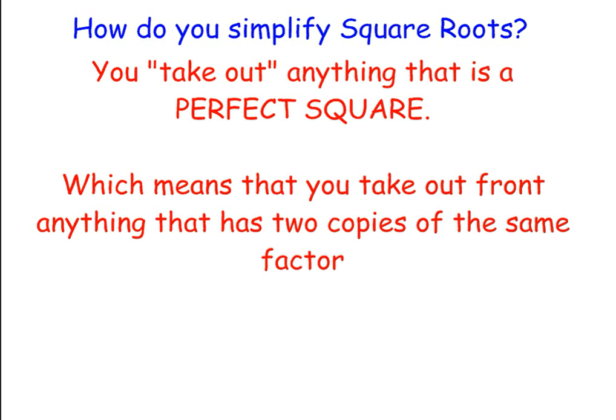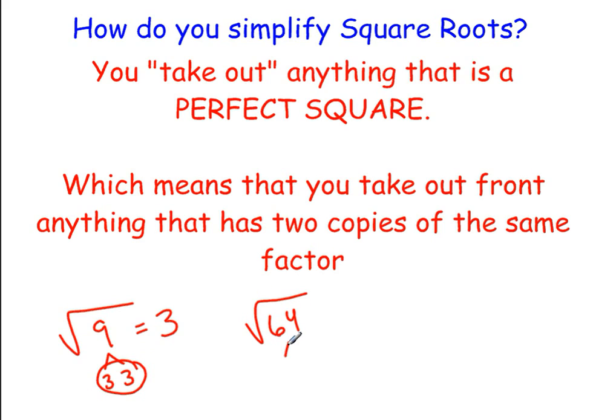So how do you simplify square roots? We, quote-unquote, take out anything that is a perfect square, which means that you take out front of our radical anything that has two copies of the same factor. So you're probably used to more common ones. For example, the square root of 9 is 3, and the reason is because there are two identical factors, or the factor of 3 has a copy. We're looking for pairs. Just as the square root of 64, 8 times 8, has a copy of itself, so we take it out. We're looking for pairs.